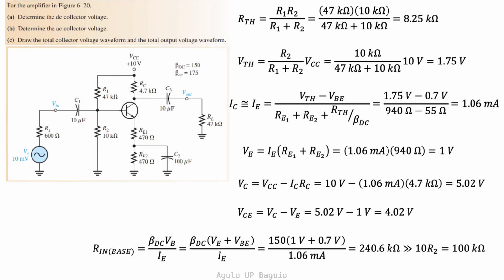Notice that the input base resistance, using the equation, gives us 240.6 kilo ohms, which is much greater than 10 times the resistor R2, or 100 kilo ohms. So it may not be necessary to Thevenize the circuit in this case.